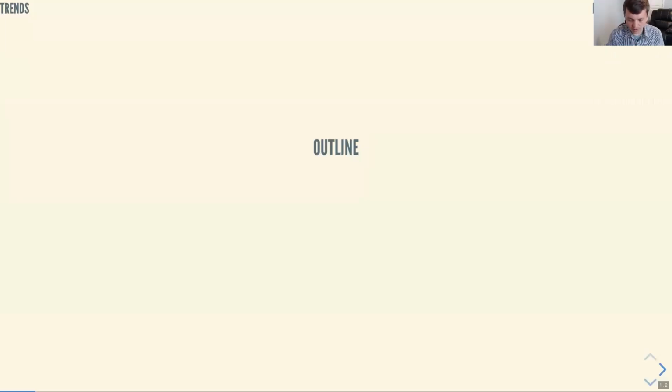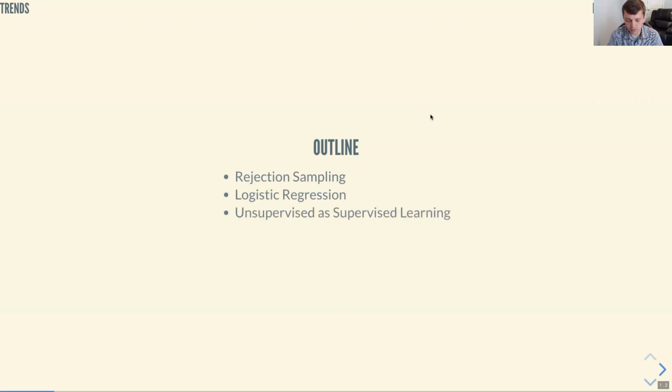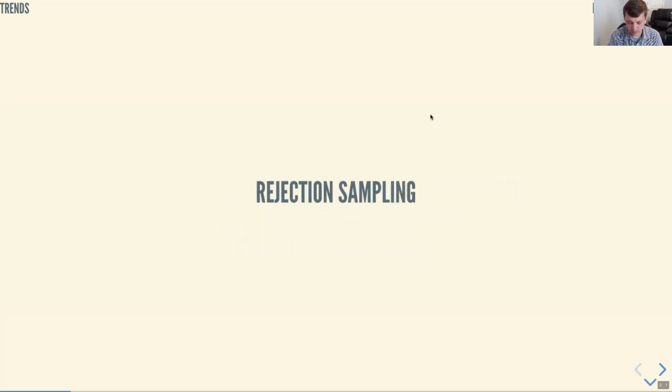So as you see, ultra ambitious outline: rejection sampling, logistic regression. I want to gain an intuition myself of how these things work and what they are about. Logistic regression is the key to this whole NCE approach, and rejection sampling. Then unsupervised as supervised learning, a blast from the past, and then noise contrastive estimation. A connection near and dear to me is word2vec and negative sampling, which is practically what NCE is.